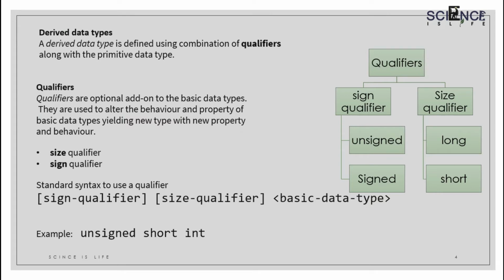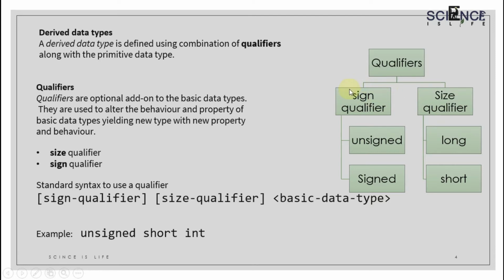Then what are the qualifiers? Qualifiers are optional add-ons to the basic data types, right? They are used to alter the behavior and property of basic data types, yielding a new type with new property and behavior, right? So there are two types of qualifiers. You can see here, they are the sign qualifier and the size qualifier. One is for sign and the other is for size.